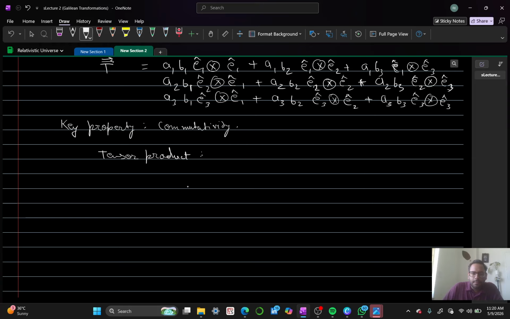these Ei unit vectors do not commute. In general, they do not commute. Applying first this direction and then applying this direction is not the same as applying i and then after that j. They do not commute in generality.